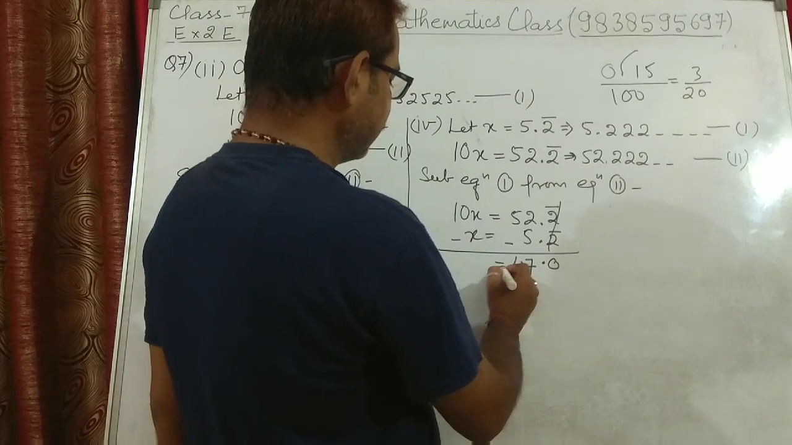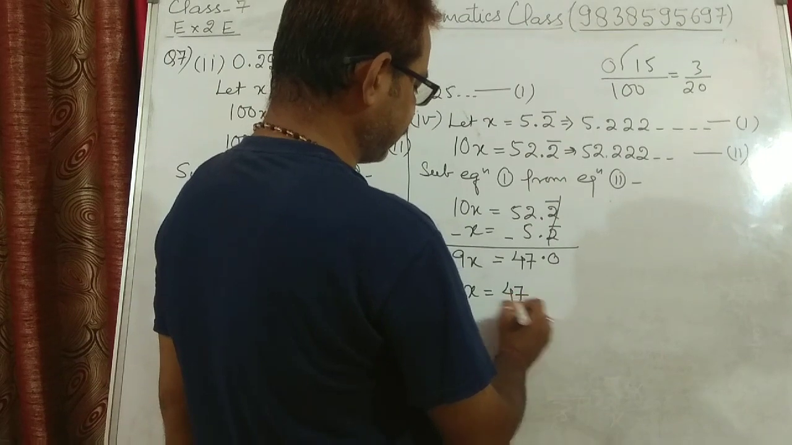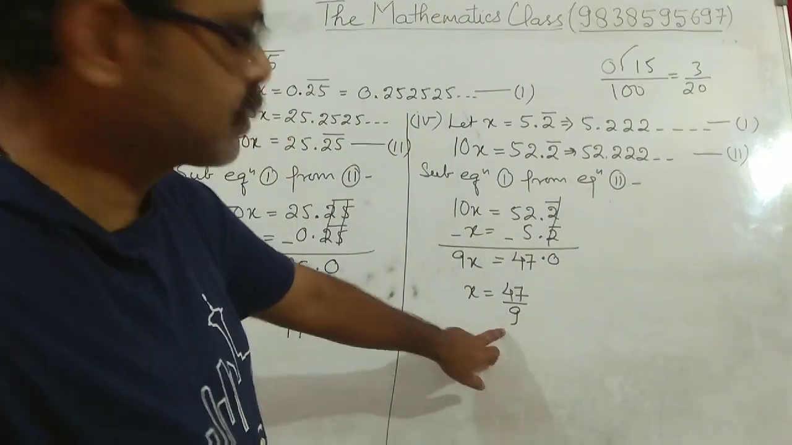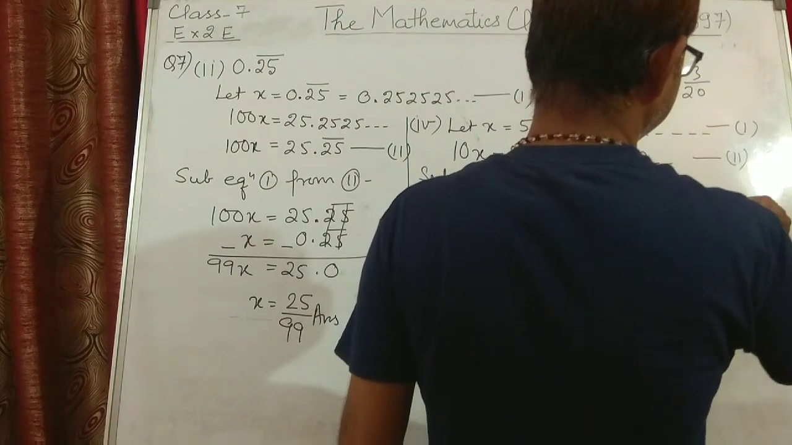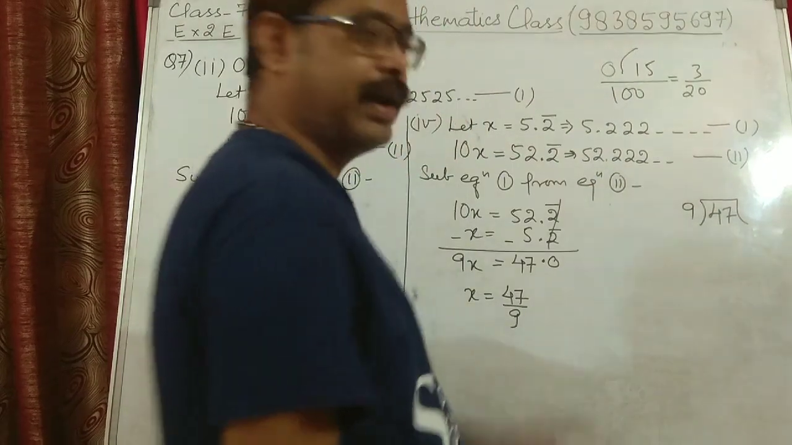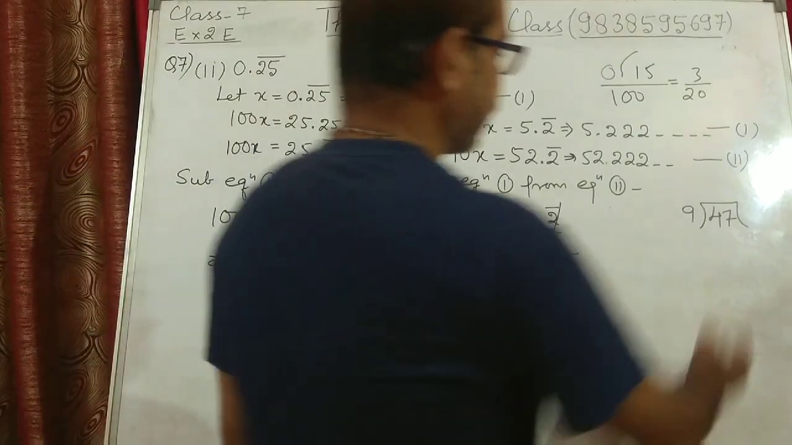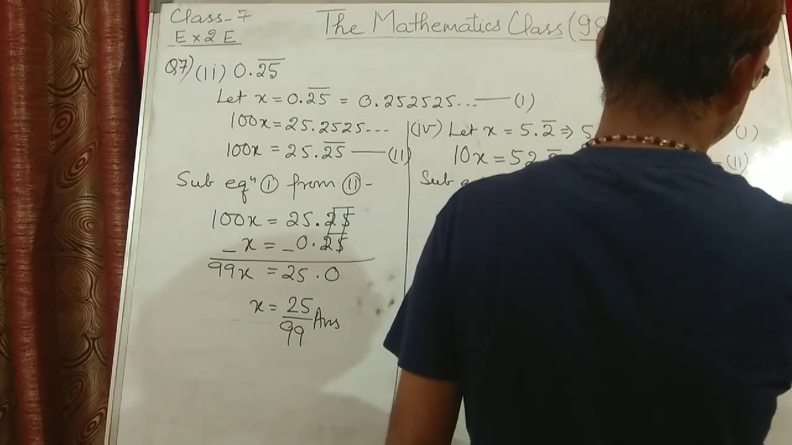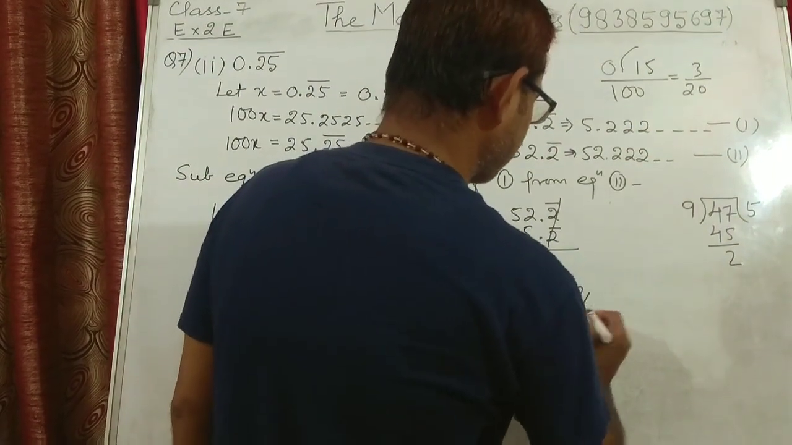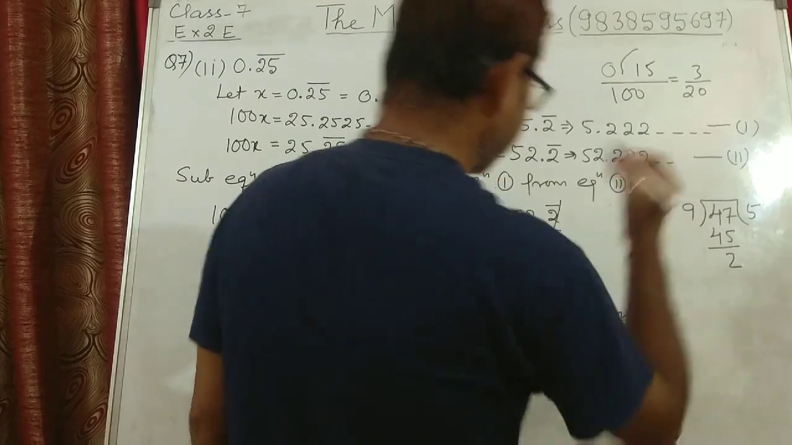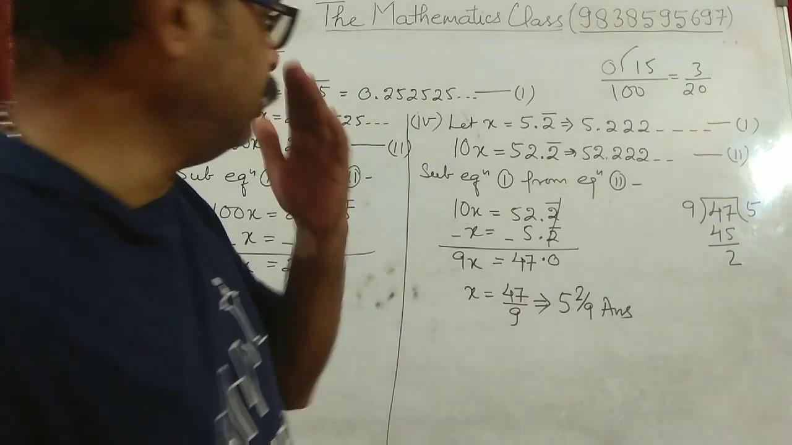So 47 is equal to 10 minus 1 is 9x. So x is 47 upon 9. Now this is not a proper fraction. So what you will do? You will divide 47 by 9 and write the number in a mixed fraction form. So 9 5s is 45, 2 is left. It means it can be written as 5 whole 2 upon 9. That is the final value.